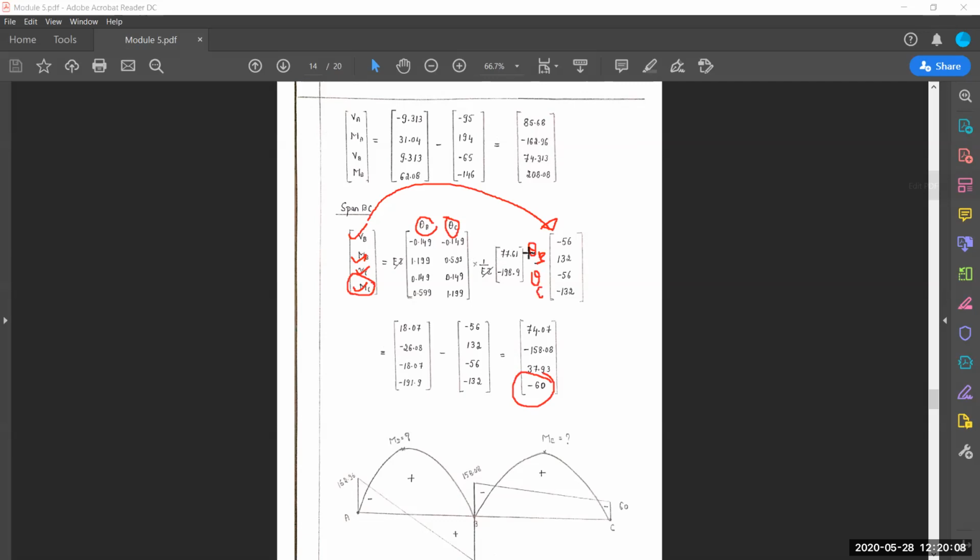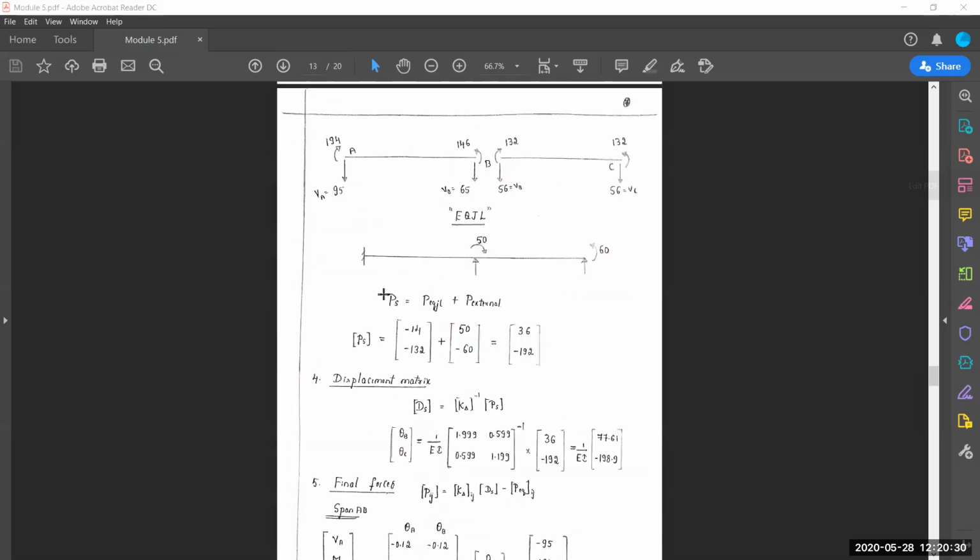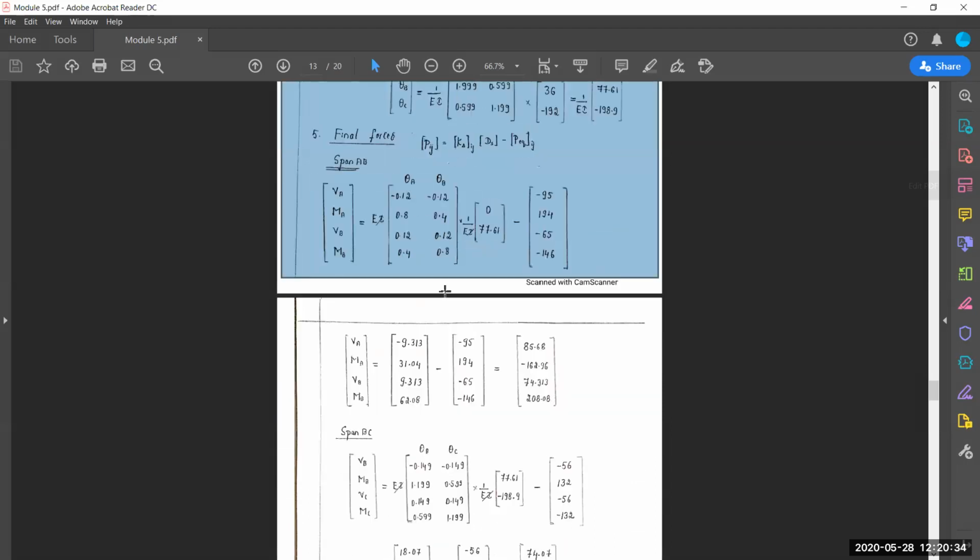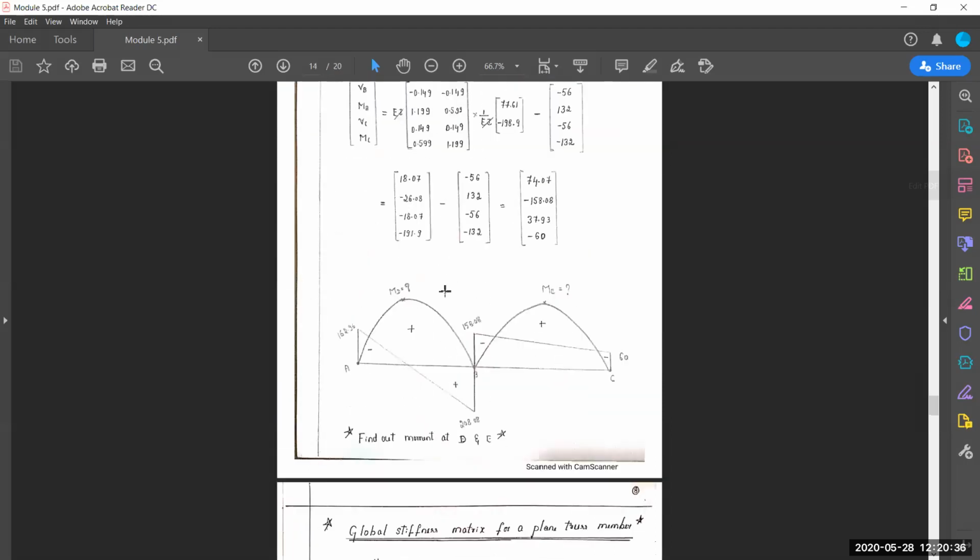In the same way, you just check also. And 158. If you add these two, you're getting plus 50, then you are right. Because external moment near joint B, we should get plus 50. So based on that, I can tell whatever the answers I got, it's right.